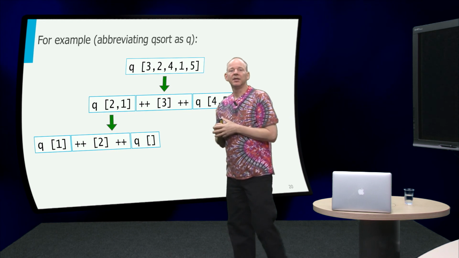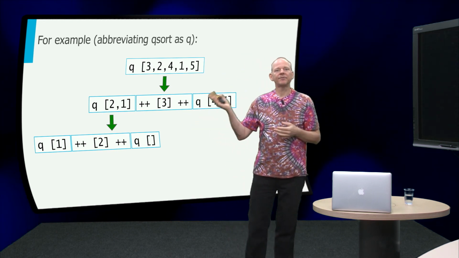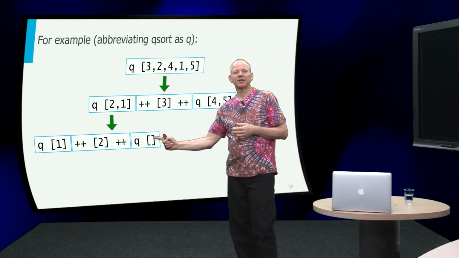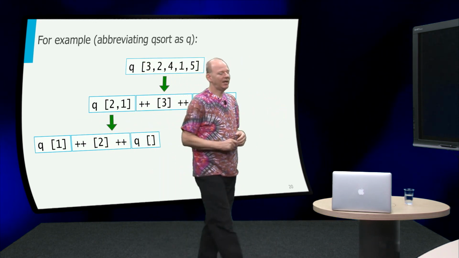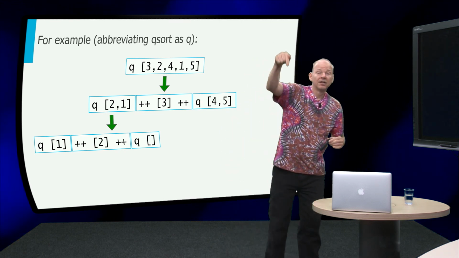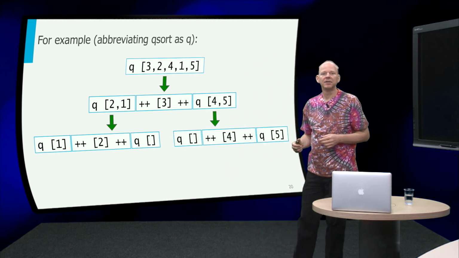If we sort the list 2, 1, we take the head, we split the remaining list, which is just 1, into the values that are smaller and the values that are larger. So the ones that are larger, that's the empty list. The ones that are smaller, that's 1. And then we drop 2 in the middle.